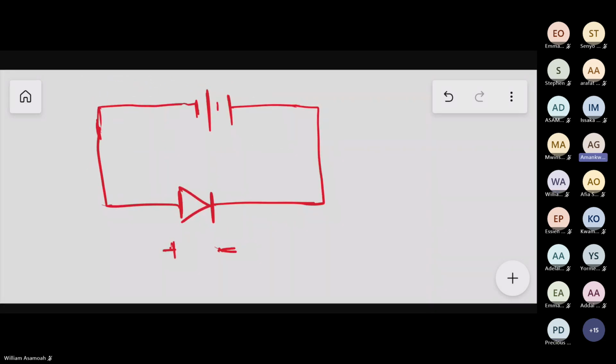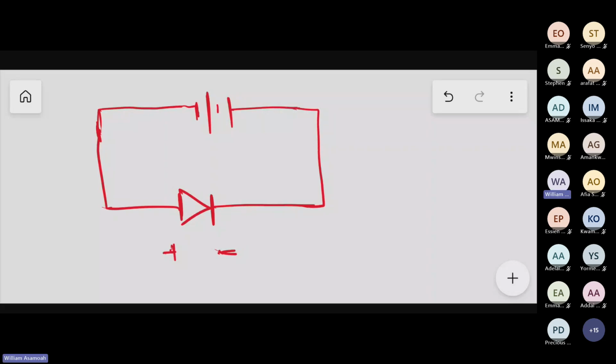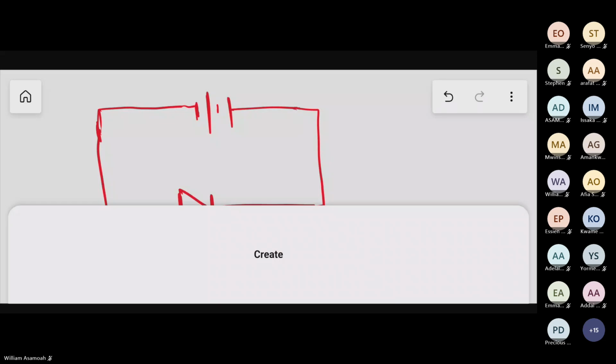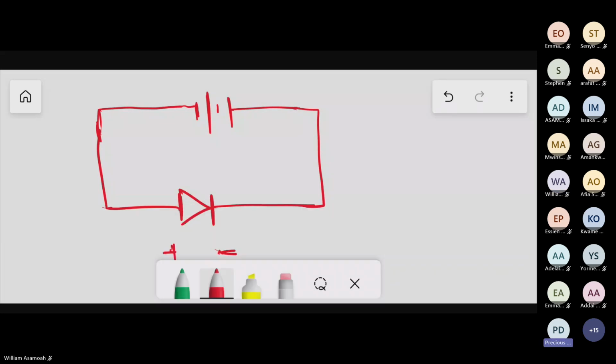Is it forward biased? Will it conduct? I mean, will this diode conduct? Yes. Okay, someone said yes. Why will it conduct?